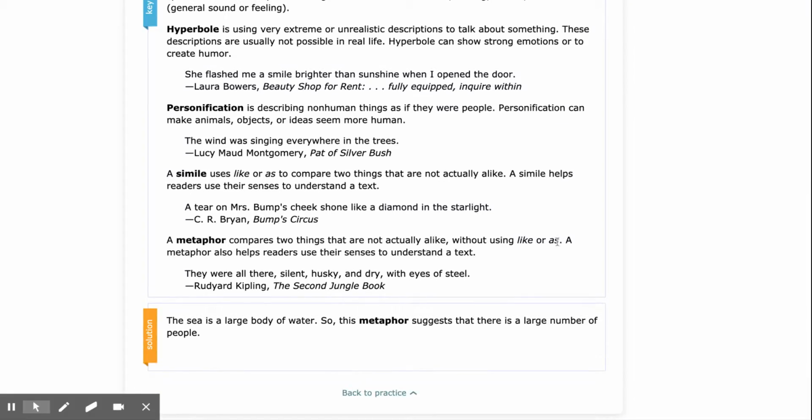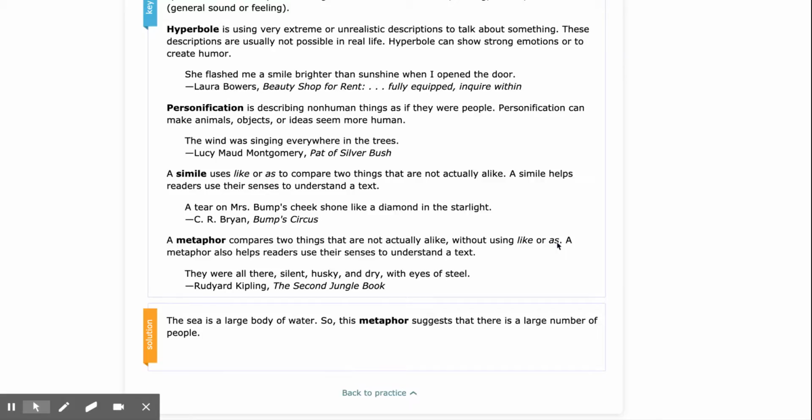A simile uses like or as to compare two things that are not actually alike. A simile helps readers use their senses to understand a text. Here's an example. A tear on Mrs. Bump's cheek shone like a diamond in the starlight.